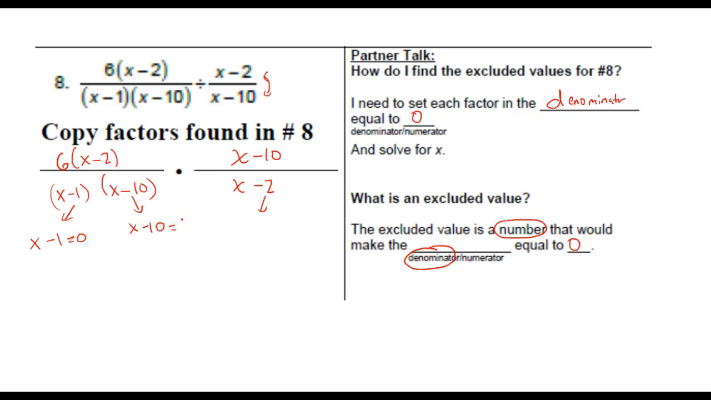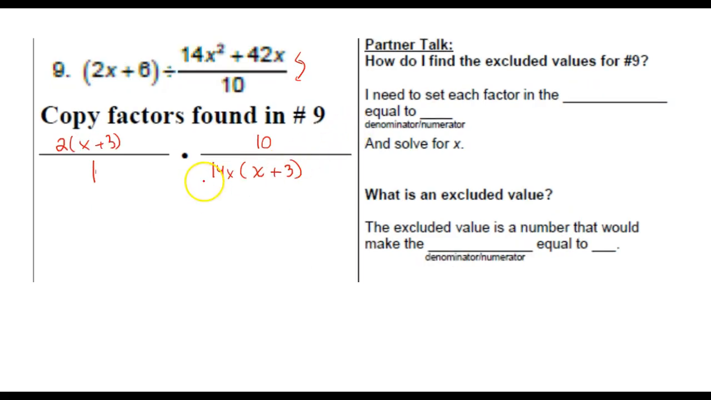And I'm going to figure out what x cannot be to make the denominator 0. If x was 1, that would make the denominator 0, so it can't be 1. If x was positive 10, that would also make this denominator 0, so x can't be 10. And if x was positive 2, that would make the denominator 0. So that's what we were going over for number 8.